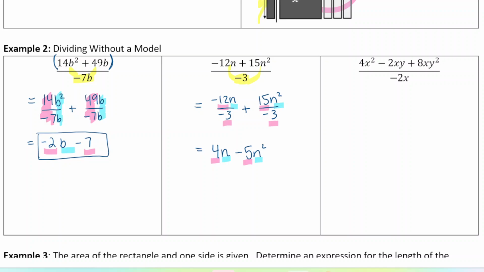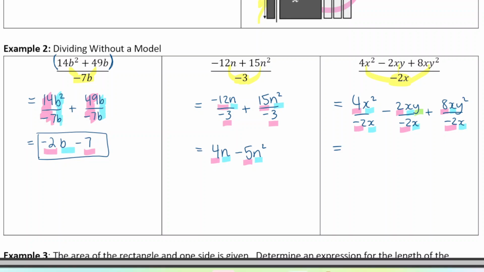Okay, lastly, we're going to divide 3 terms this time. So let's write it out. 4x squared divided by negative 2x. And then we have negative 2xy divided by negative 2x. And we have 8xy squared divided by negative 2x. Okay, so remember we're dividing the variables and the numbers separately. I'm just going to highlight them all first. And then we have these other terms y here.